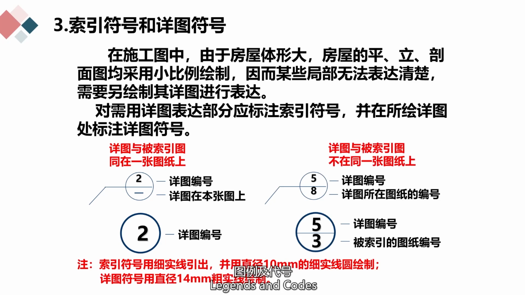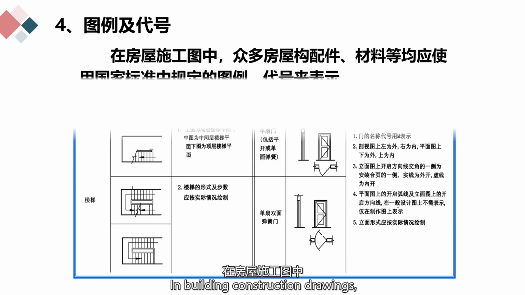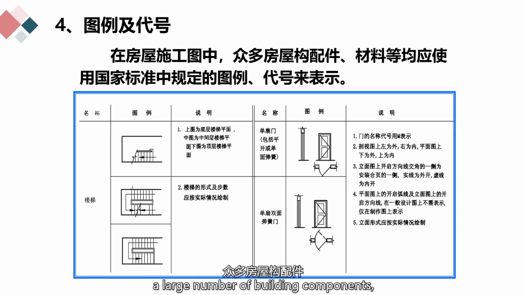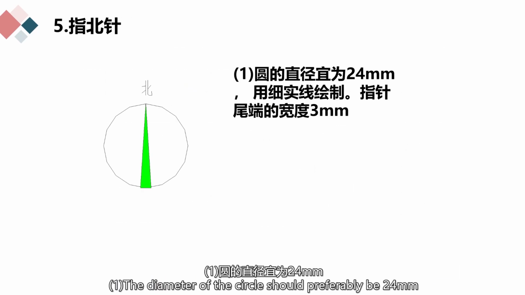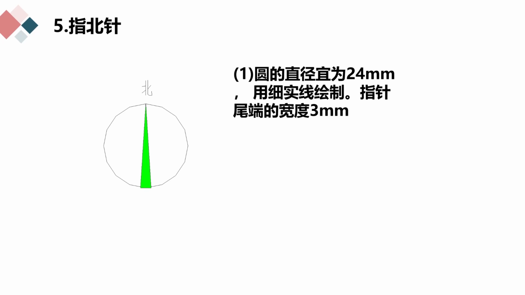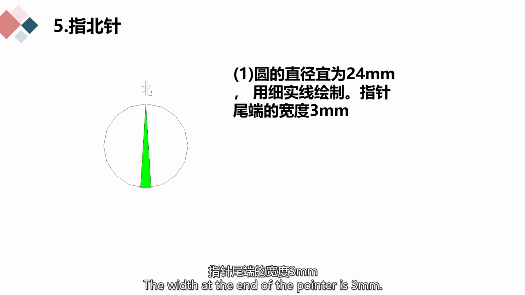Legends and codes. In building construction drawings, a large number of building components, fittings, and materials should all be represented by using the legends and codes specified in national standards. Compass. First, the diameter of the circle should preferably be 24 mm and be drawn with a thin solid line. The width at the end of the pointer is 3 mm.